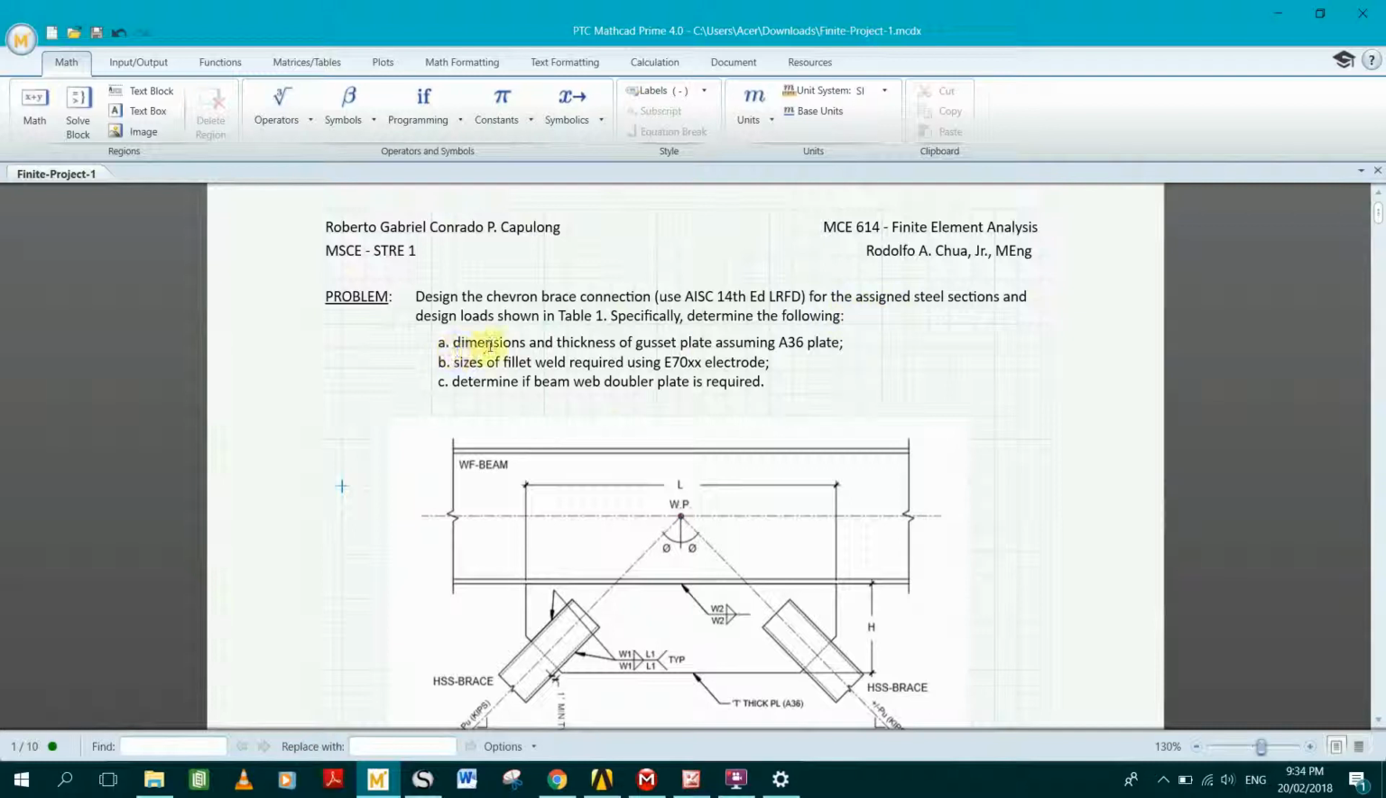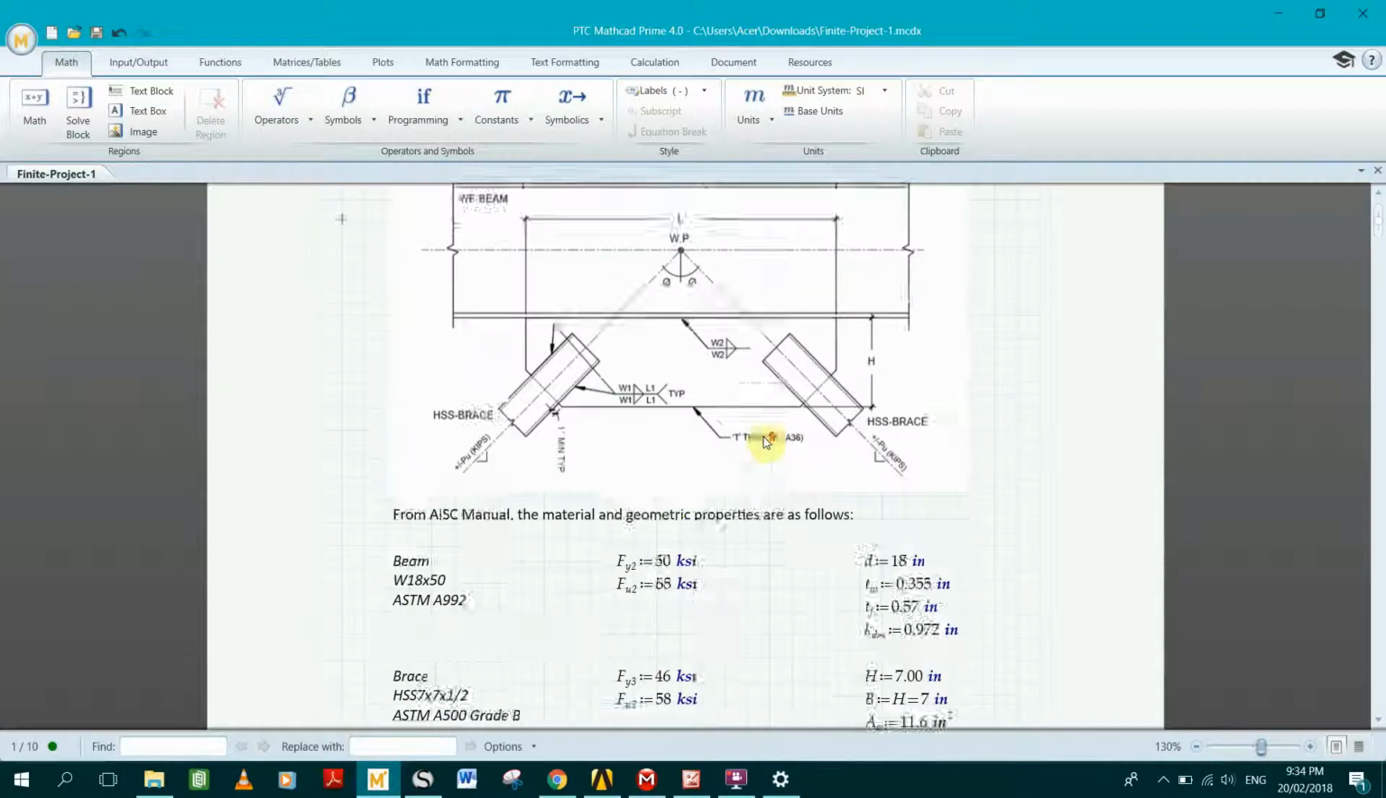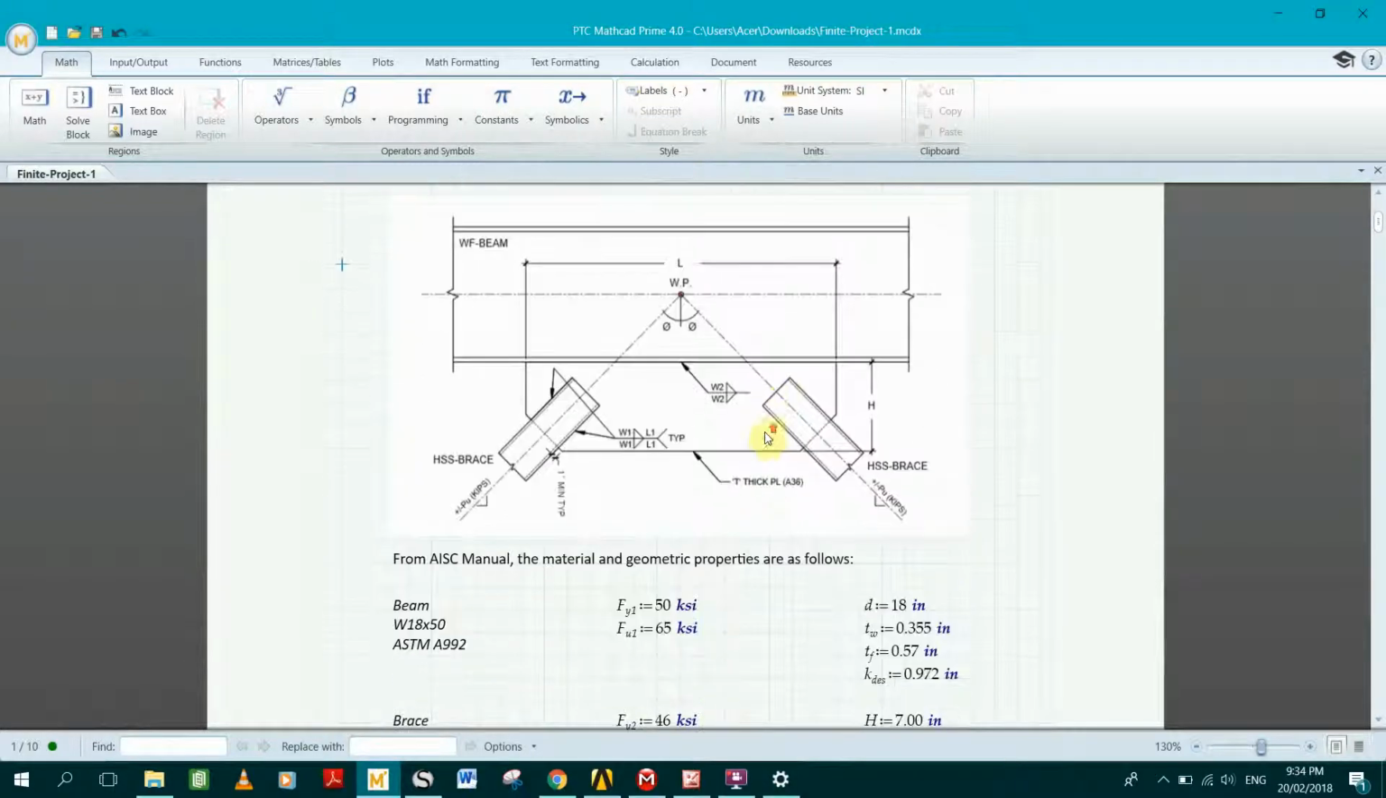First, the design, dimensions, and thickness of the gusset plate, assuming an A36 plate, the sizes of the fillet weld required using E70 electrode, and lastly to determine if a beam web doubler plate is required. So for this particular connection, we will be using a W18x50 wide flange beam.